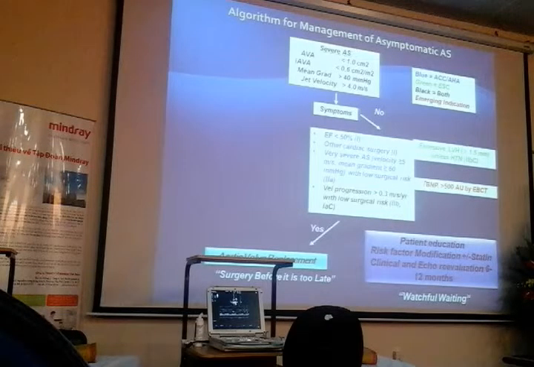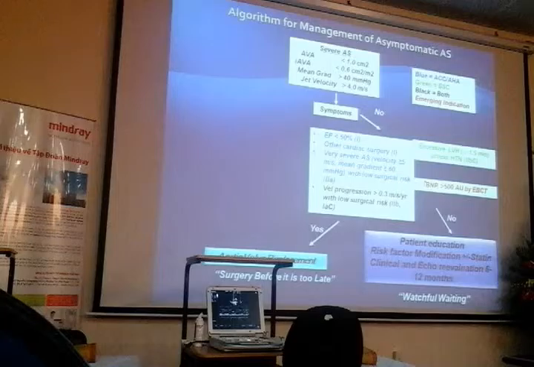If the patients obviously fulfill some of these high risk features, we would suggest to replace the aortic valve. If not, then we tend to watch these patients very closely with follow-up echoes every 6 to 12 months.